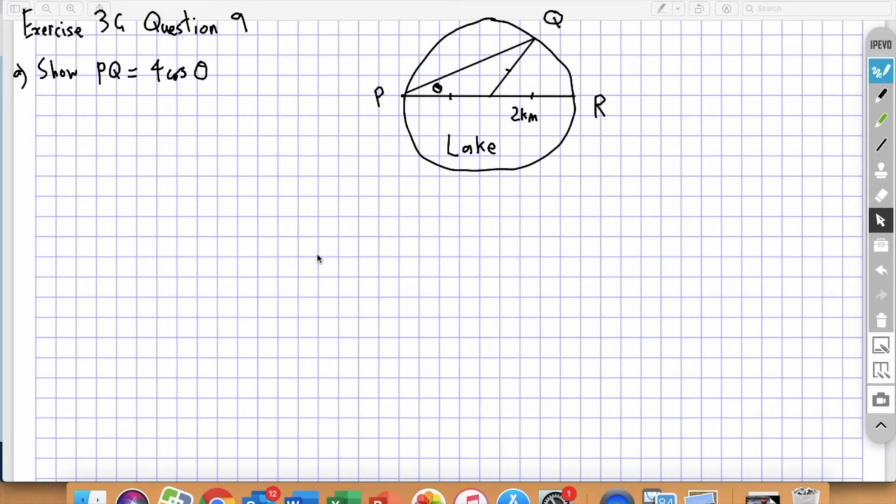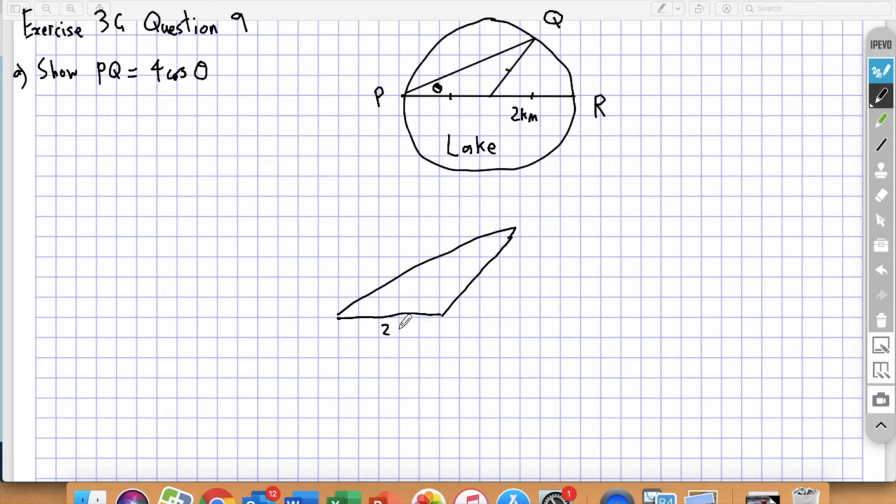Exercise 3G, question 9. Show that PQ is 4 times cos theta. Now there's two ways you can do this that I can think of at least, possibly 3 actually if you use cosine rule, but I didn't try that. I'm just going to try and redraw the triangle outside of the circle because I need a bit more space.